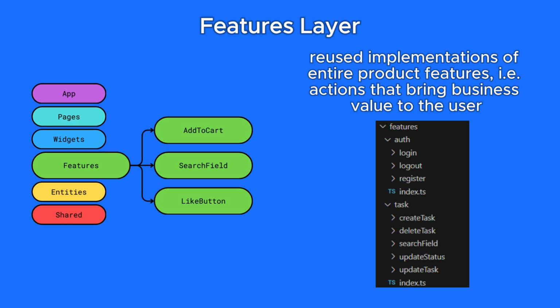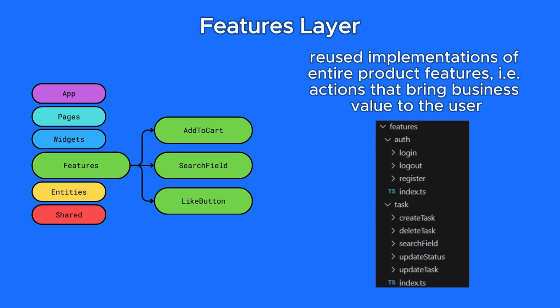The features layer is the heart of user interaction within FSD. It encapsulates the application's core functionalities, slices such as add to cart, login, or search. Each slice in this layer addresses a specific user action or capability, combining UI, business logic, and data interactions as needed. The features layer is where the application delivers value, making it a critical component for implementing business requirements in a focused, isolated manner.